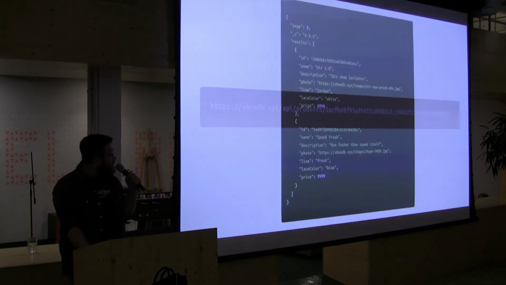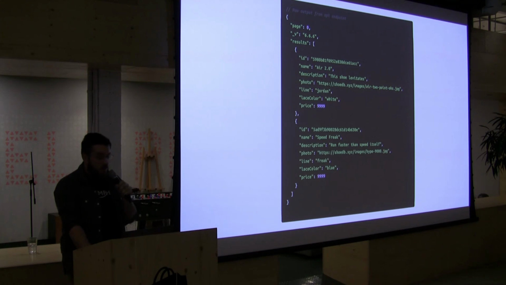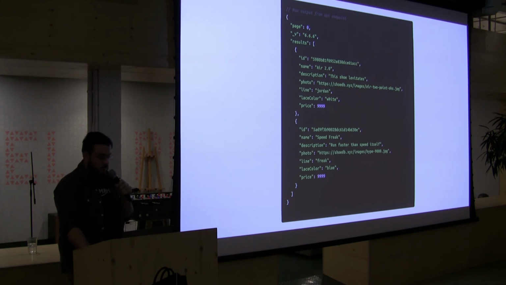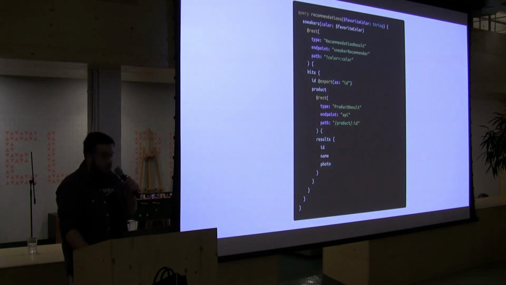Let's see what that response looks like. So this is what we get. It looks like we get some root level fields like page and _v, whatever that is, and a field called results with an array of objects of stuff we actually care about. Results is returning a lot of stuff. Let's say we only really care about ID, name, and photo for our sneaker app. So let's axe the rest of those fields in a GraphQL query.